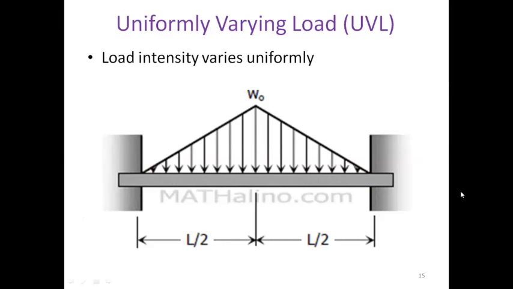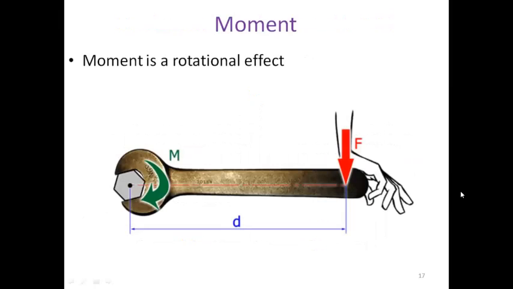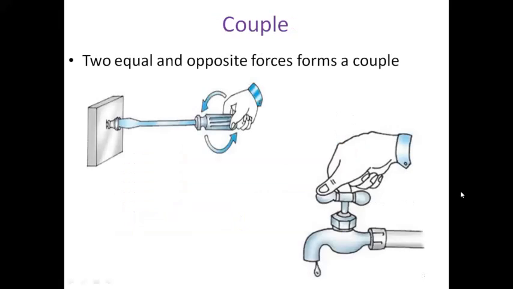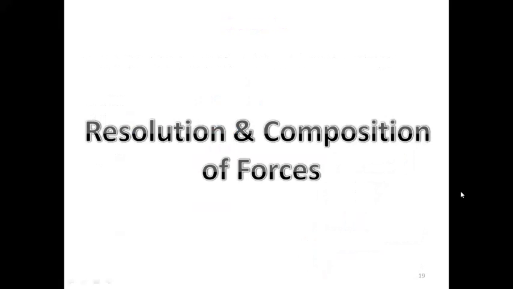You can observe from extreme left or extreme right, means from the support to the middle, it is uniformly varying. So UVL, then we have moment, that is clockwise moment and anti-clockwise moment. Moment is nothing but a rotational effect. Then we also seen the couple, means when 2 equal and opposite forces act together, it forms a couple, a rotational effect in which 2 equal and opposite forces are involved.